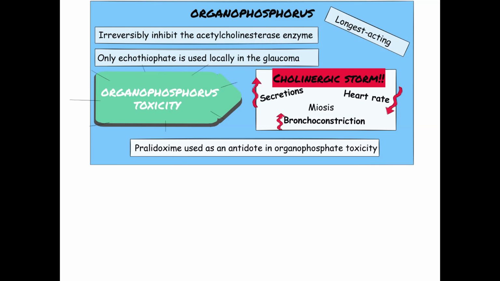Pralidoxime is used as an antidote in organophosphate toxicity because it reactivates the acetylcholinesterase enzyme. Increased secretions, bradycardia, bronchoconstriction and miosis occur in organophosphate toxicity.